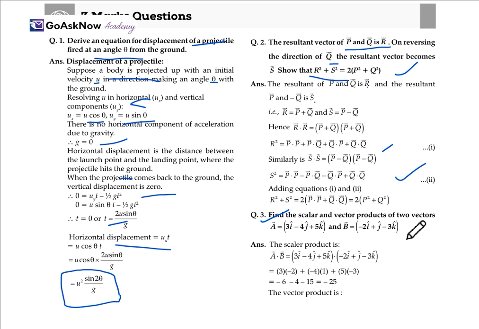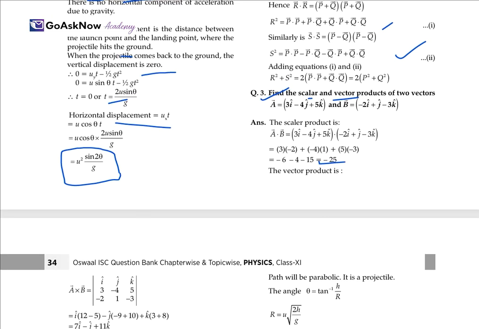Now, an aircraft executes a loop at 900 km per hour. Compare its centripetal acceleration with the acceleration due to gravity. The radius of the loop is given, and acceleration a_c is equal to v square by r. It means 250 square. We simply put the values, and here we get centripetal a_c upon g equal to 62.5 upon 9.8, and here we get 6.38.